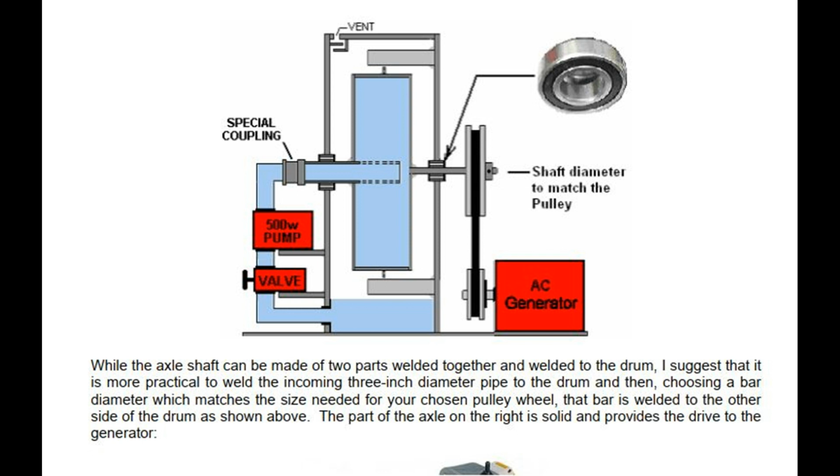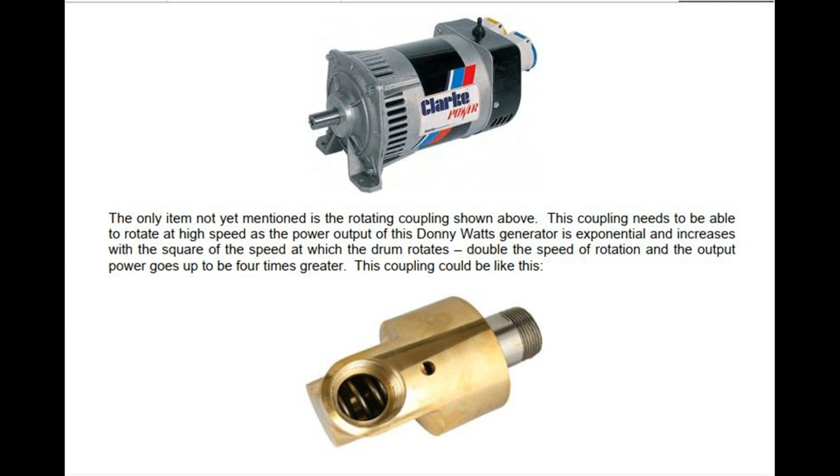The part of the axle on the right is solid and provides the drive to the generator. The only item not yet mentioned is the rotating coupling shown above. This coupling needs to be able to rotate at high speed, as the power output of this Donny Watts generator is exponential and increases with the square of the speed at which the drum rotates. Double the speed of rotation and the output power goes up to be 4 times greater.